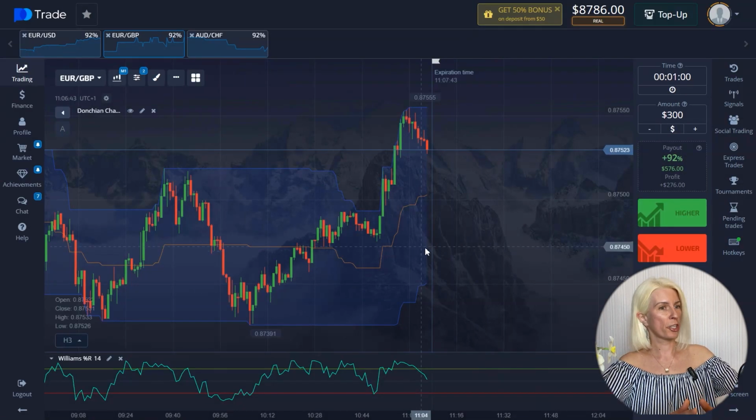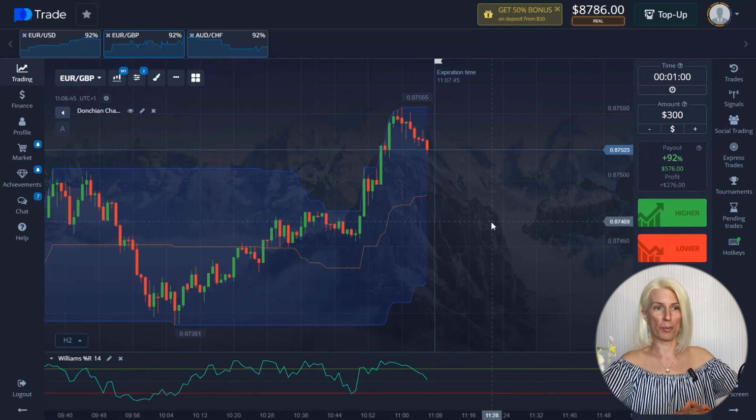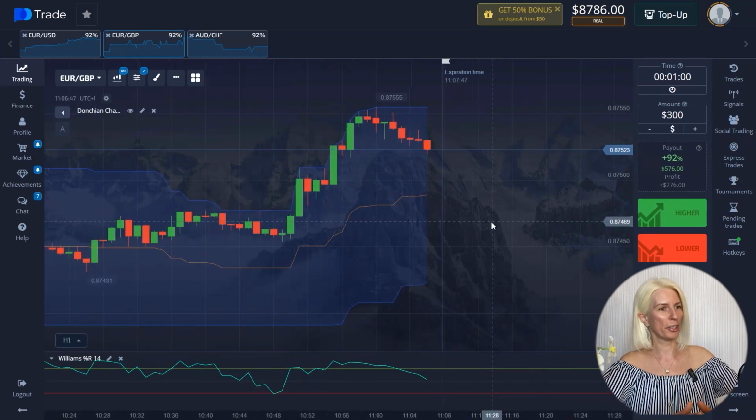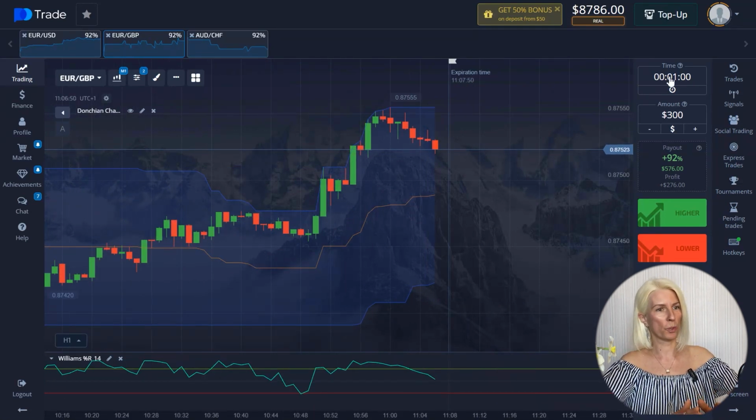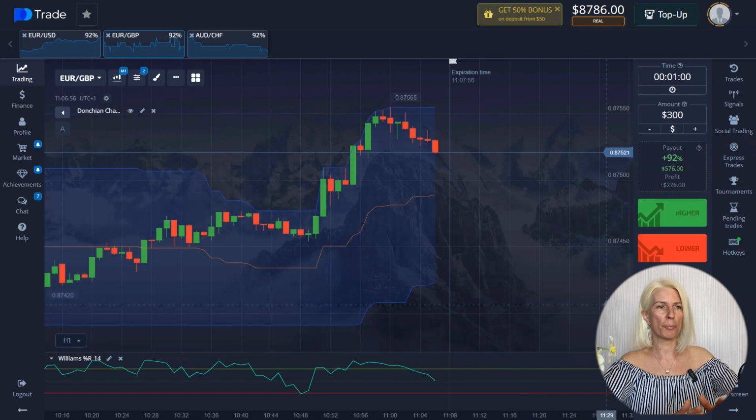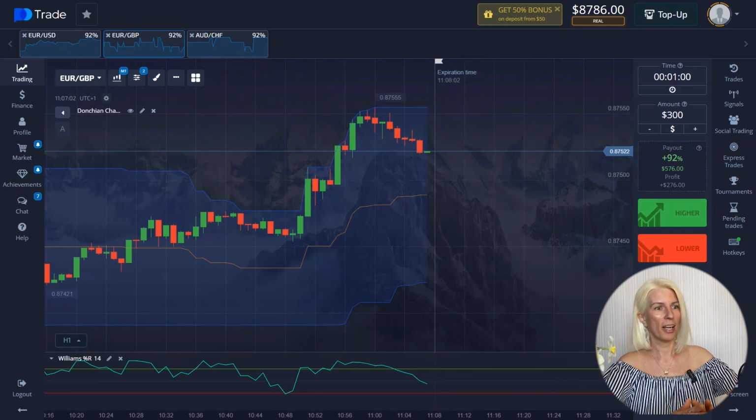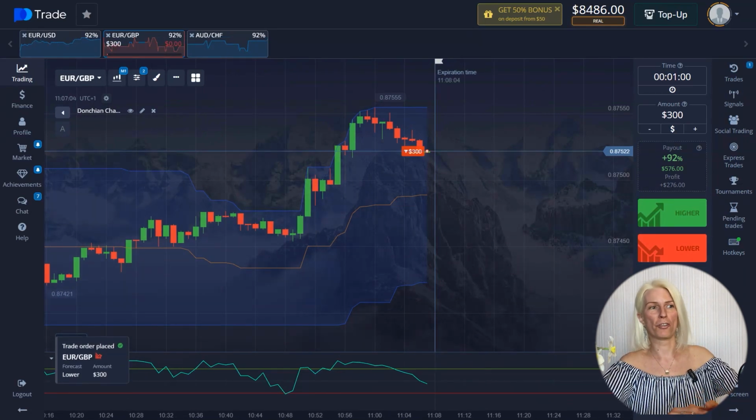Now, you can watch the price movement and look for an entry point to the trade. I remind you, the expiration today is 1 minute and the trading amount is $300. As you can see, the uptrend that lasted 45 minutes has stopped and now a correction is taking place. And if so, then I open a downtrade.